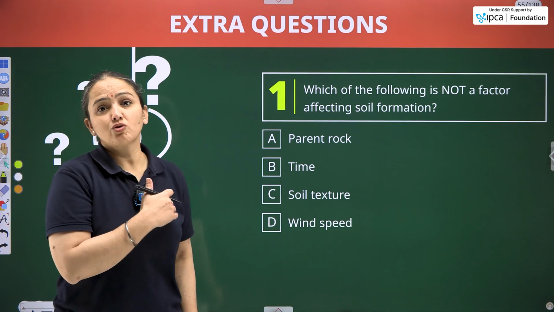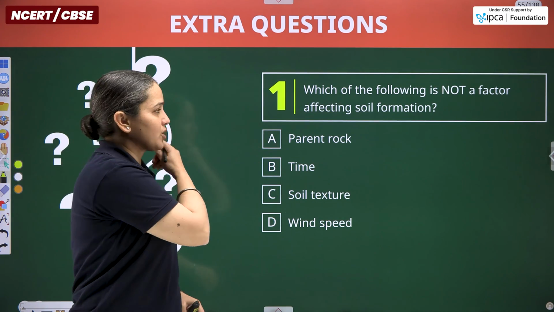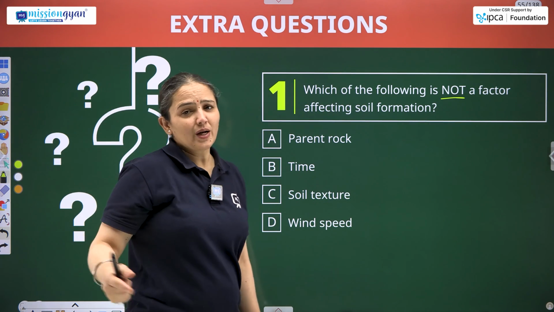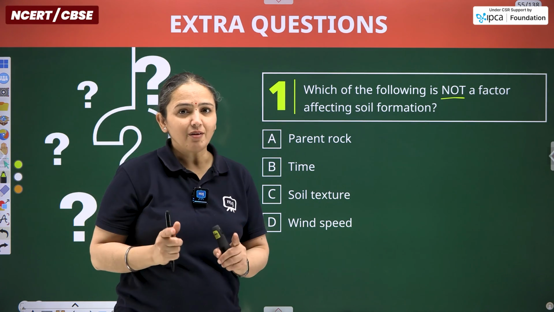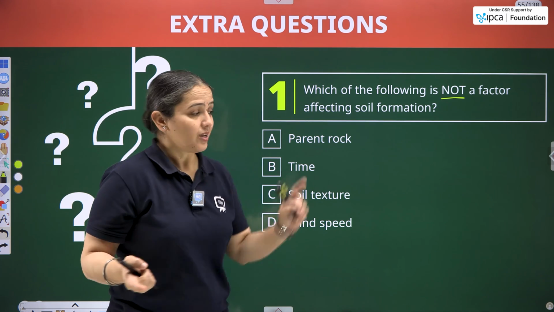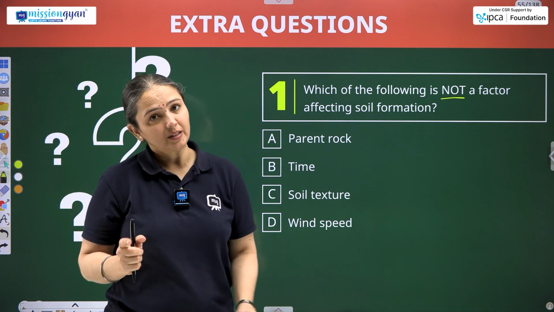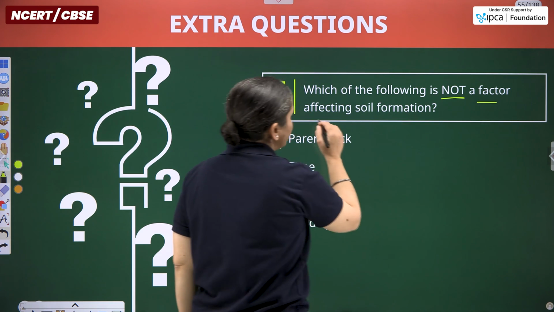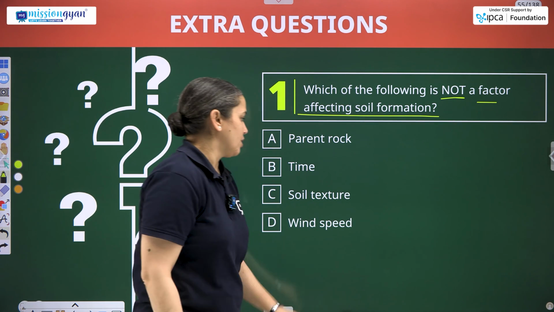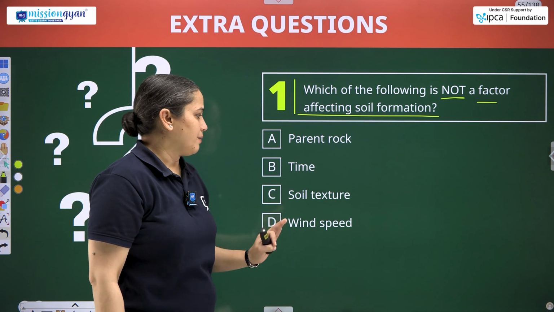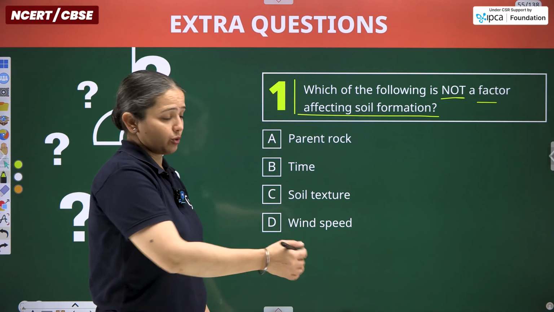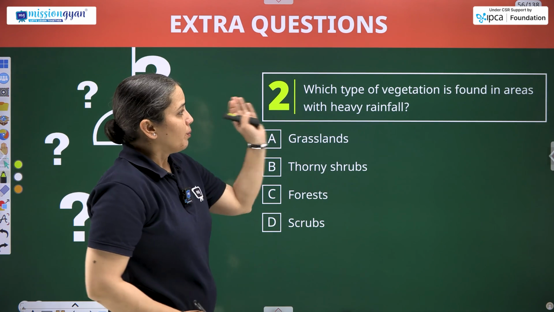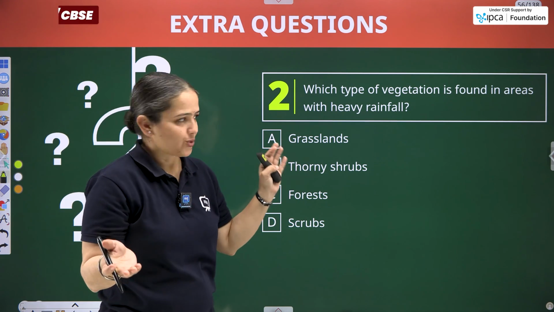So at first we used to discuss MCQs. So here is the first question. Which of the following is not? So not is coming frequently, so it means it is an alarm for us to be more cautious while coming out with the answer. So which of the following is not a factor affecting soil formation? Parent rock, time, soil texture, wind speed. Of course, the wind speed is our answer because it will help the soil erosion.